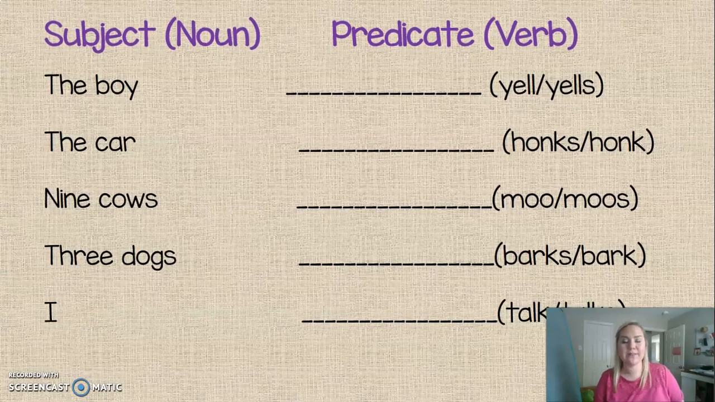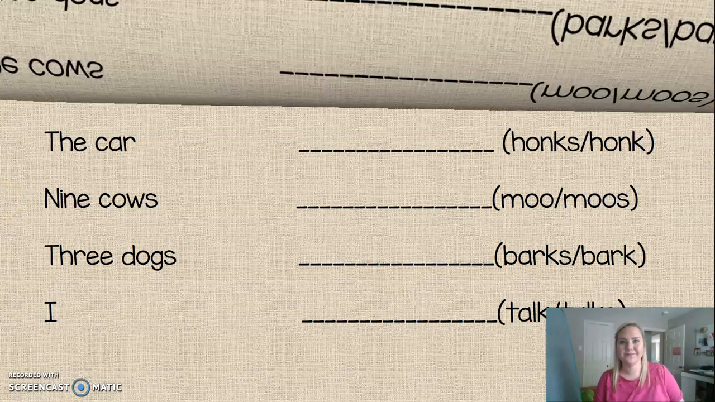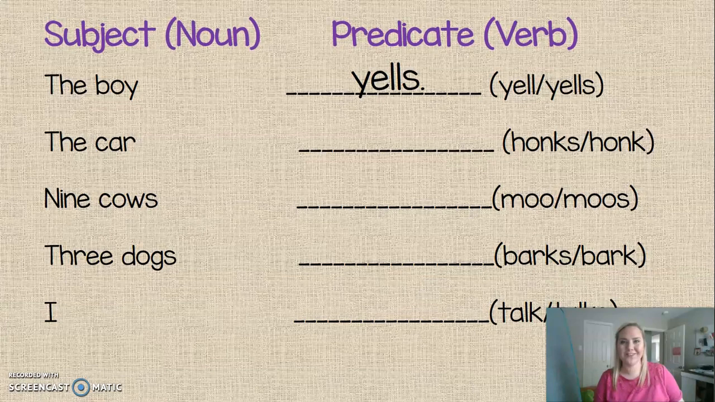So if you have a piece of paper or a sticky note, I'm going to give you a minute to try to write down the first one. You can just write your answer and just kind of test yourself. Can you remember how to do this? The boy yell or the boy yells? You got it right. The boy yells. I'm talking about one boy, so that's singular. So that means I would have to add an S to my verb. Let's try the next one.